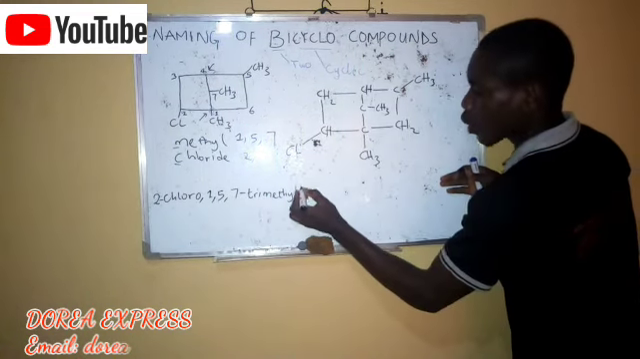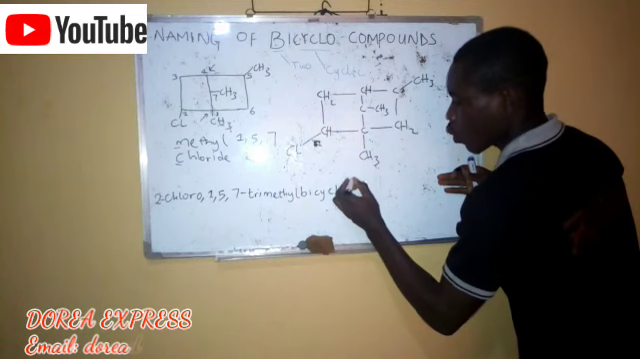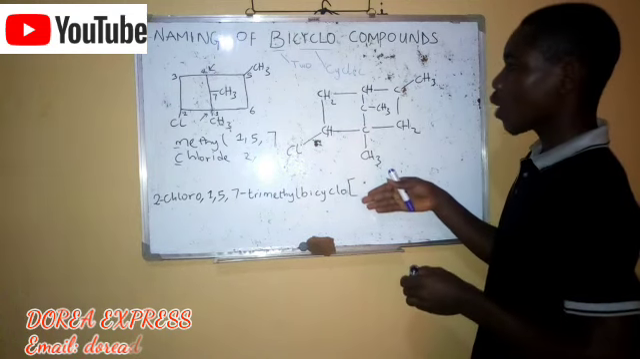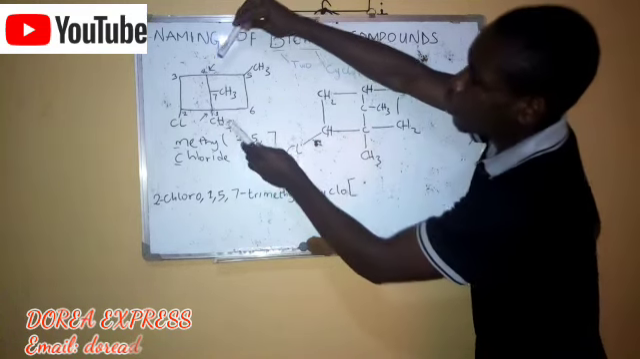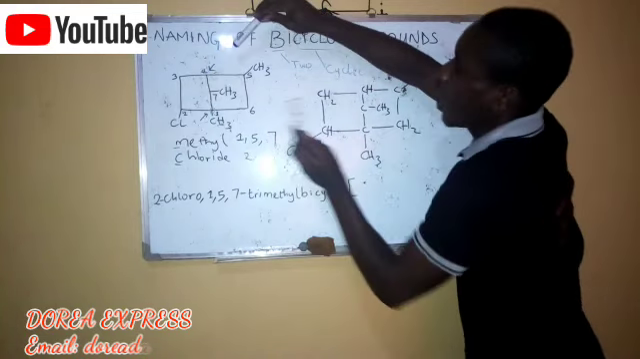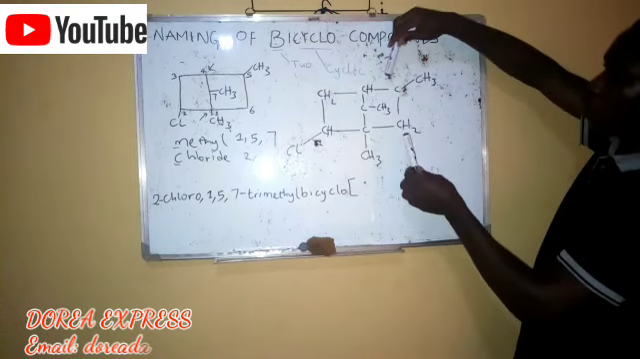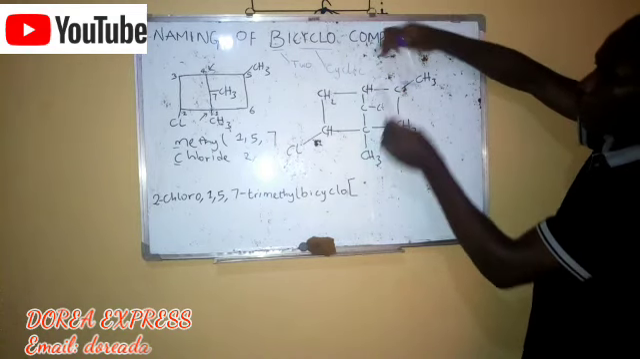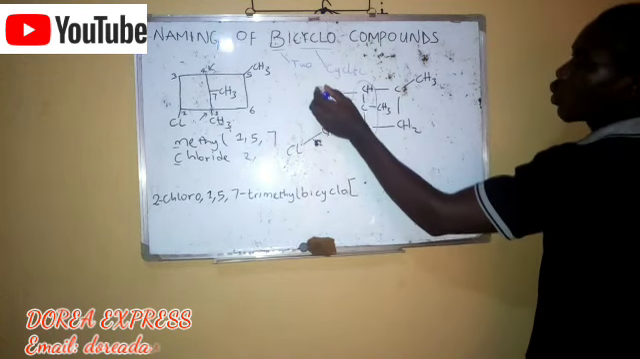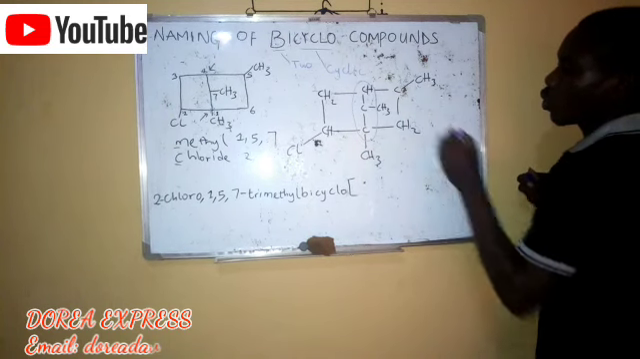Then we write bicyclo. So we open square brackets. What are we going to write in this square bracket? We look at the head bridge. Apart from the head bridge, how many carbons do you see on this side? And how many carbons do you see on this side? Let's take this, because this will be more simplified. Apart from this head bridge here, you can see that we have 2 carbons and we have 2 carbons here.